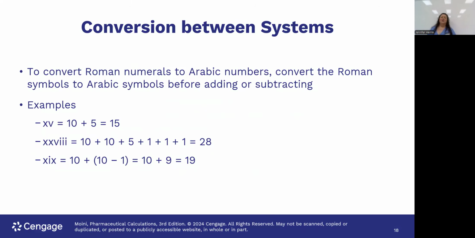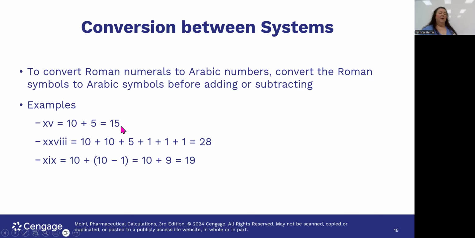So they give you the example here of XV. So remember, X represents 10, V represents 5. V is smaller than X, so we can simply add these two values together. 10 plus 5 gives us the 15.